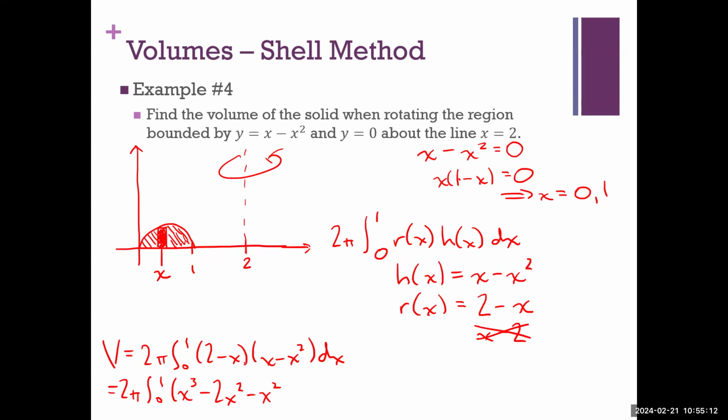Yeah, the weird order is confusing. I can't figure out what I missed. The other one is 2x. Oh, no, plus 2x is the last one, right? Yeah. And I will combine these right now. Minus 3x squared plus 2x. So 2 pi times 1/4 x to the 4th minus x cubed plus x squared from 0 to 1. Is that simply pi over 2?